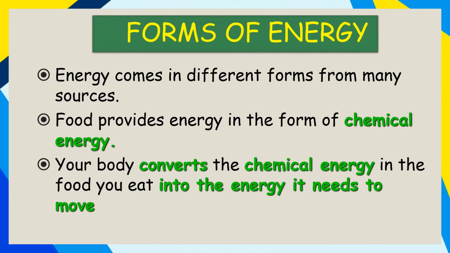All right, let us understand the forms of energy. Energy comes in different forms from many sources. Food provides energy in the form of chemical energy. The food that you eat, when it goes into your body, it gives you energy. Now that is a form of chemical energy that you're taking in. Your body converts the chemical energy in the food you eat into the energy it needs to move. So if you want to do some work, if you need to do some activity, the food that you've eaten gets converted and gives you energy in order to perform certain work that you do throughout the day.